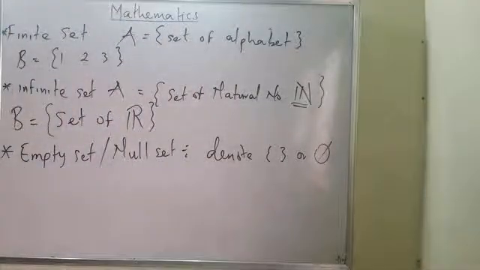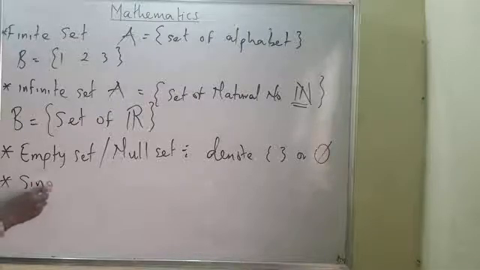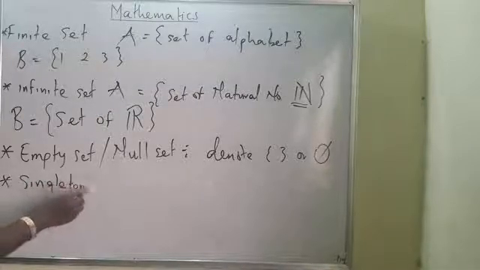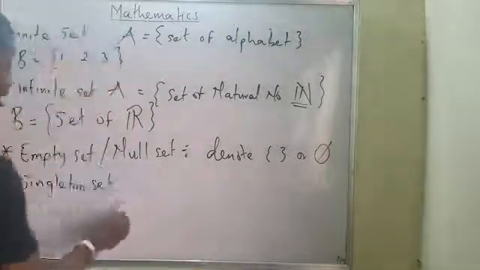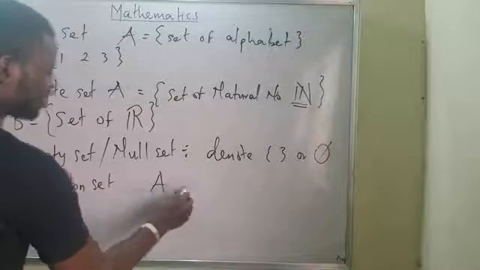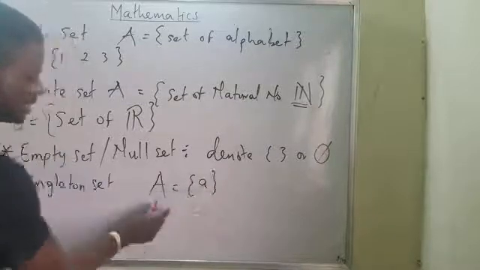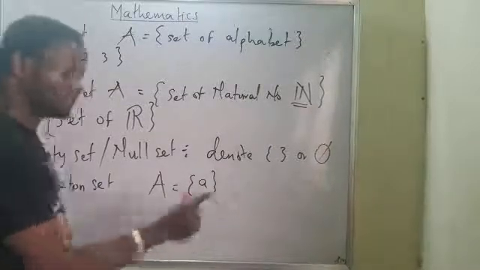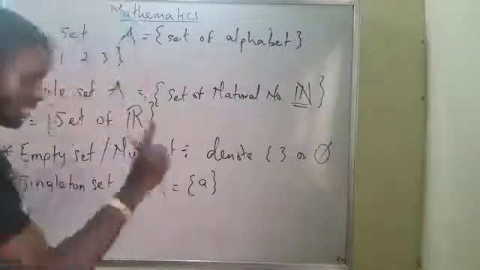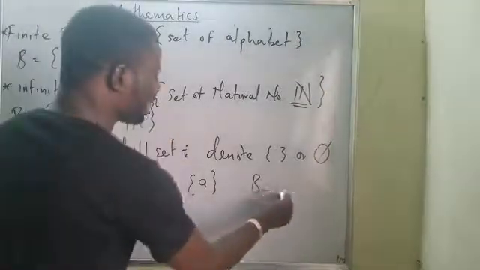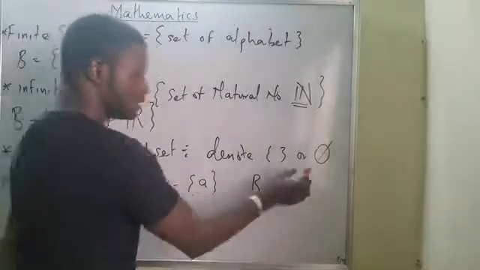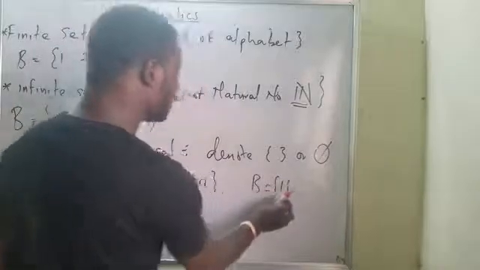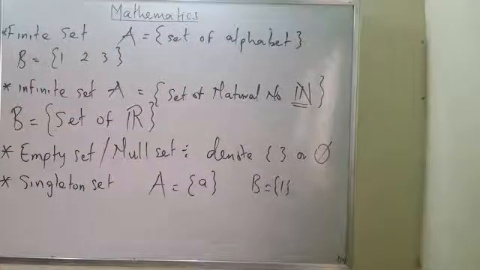Another one we need to understand is called singleton set. Singleton set means it has only one element. For instance, if my A equals, this is the set, this is the element. It means the element in that given set is 1. For instance, if I have B as 1, this is the element, and this is the set. It means it has only one element.